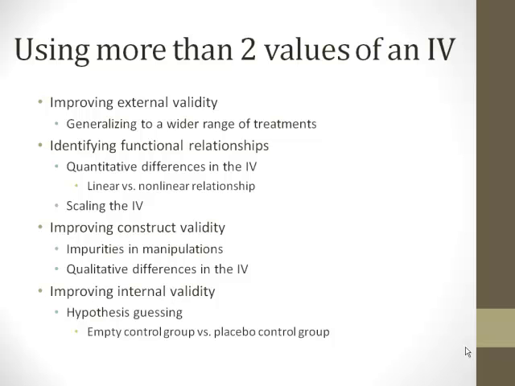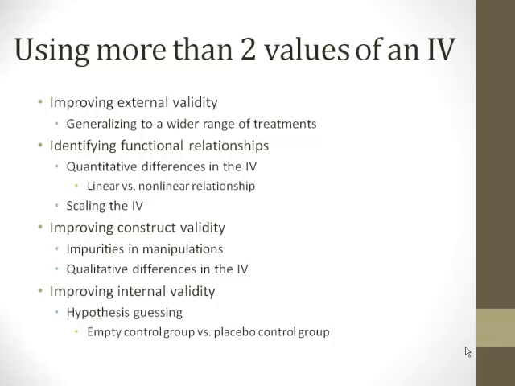Right? So the nice thing about, again, having more than two values of the IV is you can do both types of control groups, or you can have an empty control group, a placebo control group, and your treatment group. Then you can start to tease apart these different patterns of findings and determine, if the empty control group and the placebo control group are no different, then the placebo really did have no effect. And then you can just do this kind of straight comparison of your treatment to no treatment and talk about the effect of this treatment.